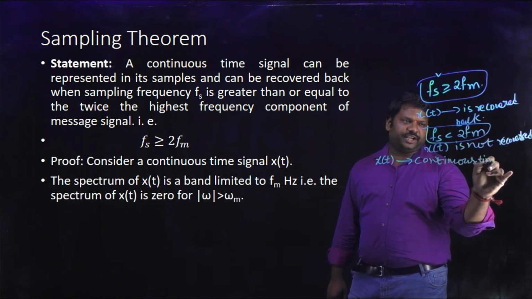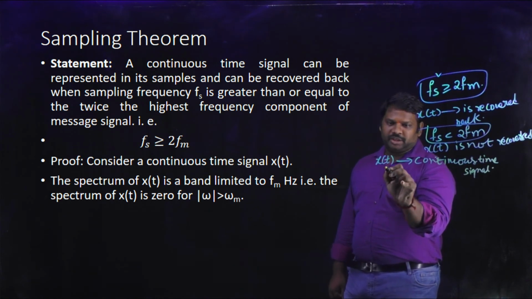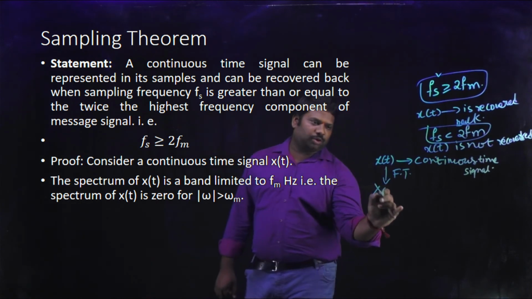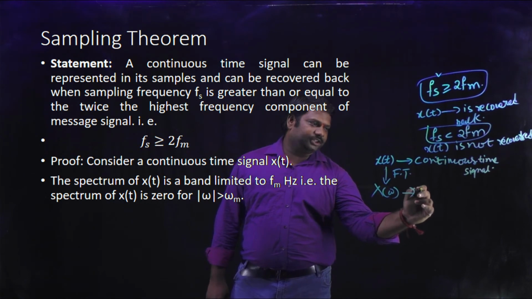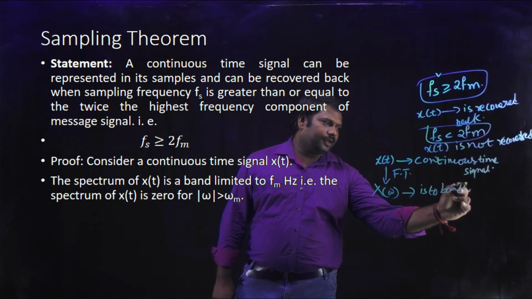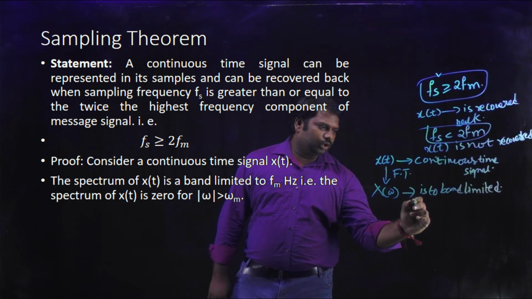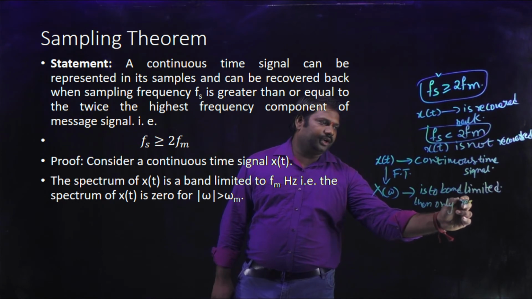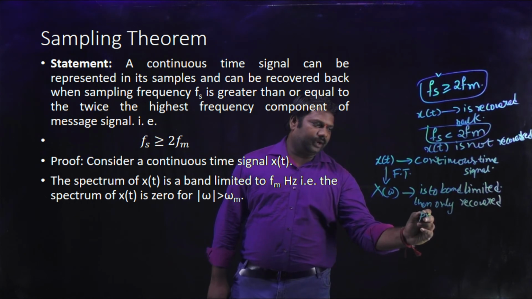What we have initially considered is a continuous time signal, and then take the Fourier transform of this particular one. Let the Fourier transform of x of t be x of omega. This x of omega is to be band limited. Then only this reconstruction process will be done effectively. The recovery process can be done effectively.